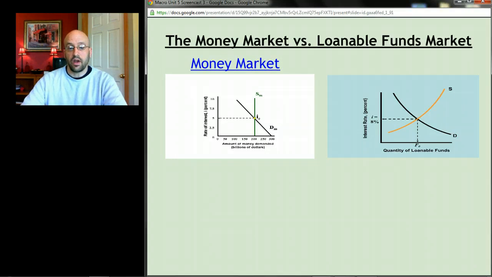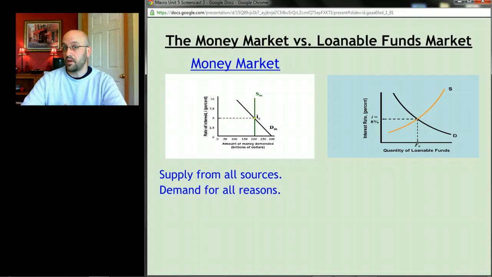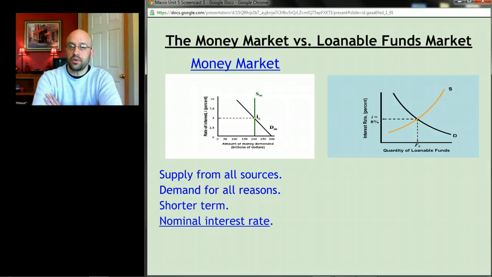The money market graph, the graph on the left, has a supply of money in it, and that supply is the supply from all sources. That's all the money there is in the entire economy. The demand is the demand for all reasons, to hold as an asset, to use for transactions. And so this is a shorter term graph, and the interest rate on the y-axis is really the nominal interest rate, the interest rate not adjusted for inflation. Think of this as the more inclusive graph about money.